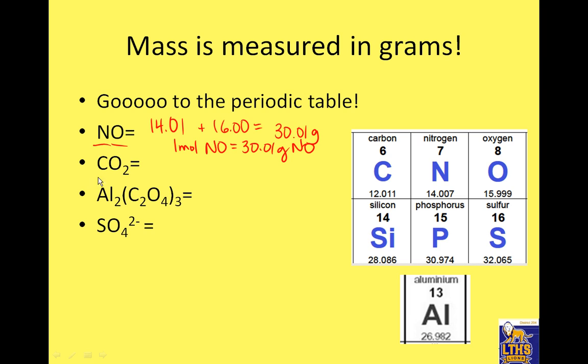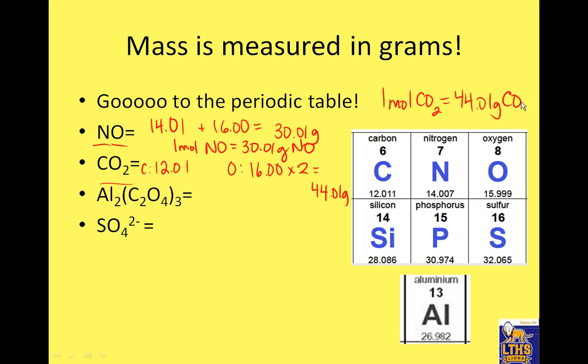How do we do it for carbon dioxide? Well, if you want mass, you've got to get grams from the periodic table. So 1 mole of carbon dioxide would be 12.01 because we have 1 carbon. And then oxygen, there are 2 of them, so 16.00 times 2. So we'd get 44.01 grams. So how would we write that? 1 mole of carbon dioxide has a mass of 44.01 grams. So we've got to get the mass from the periodic table.